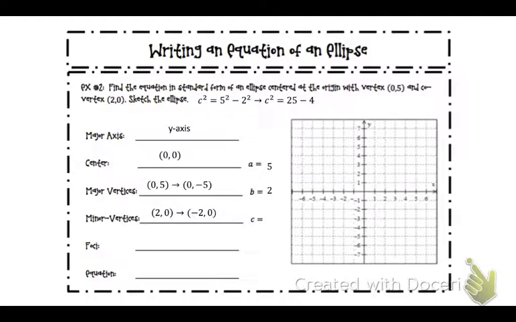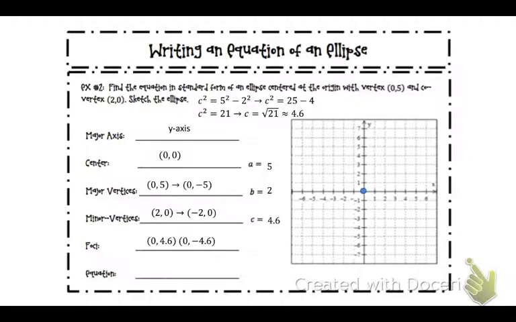So c squared equals 5 squared minus 2 squared, which means c squared equals 25 minus 4, which means c squared equals 21. So c equals the square root of 21, which is approximately 4.6. So c equals 4.6. That's just what we're going to say. So that's going to be (0, 4.6) and (0, -4.6), because you go in the direction of your major vertices. Okay, so let's graph all this now.